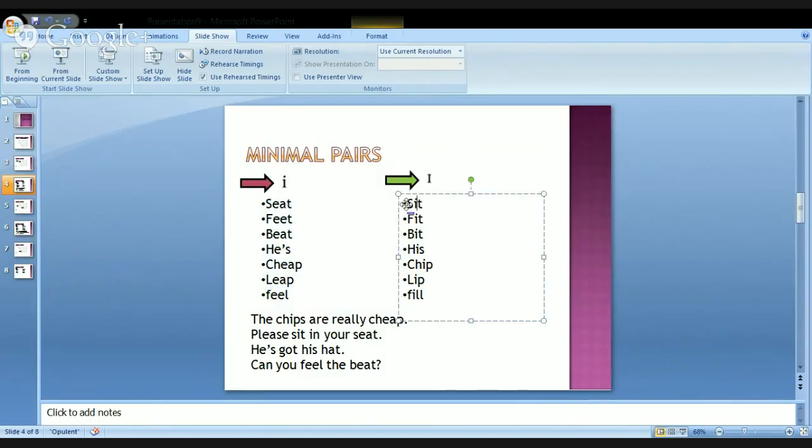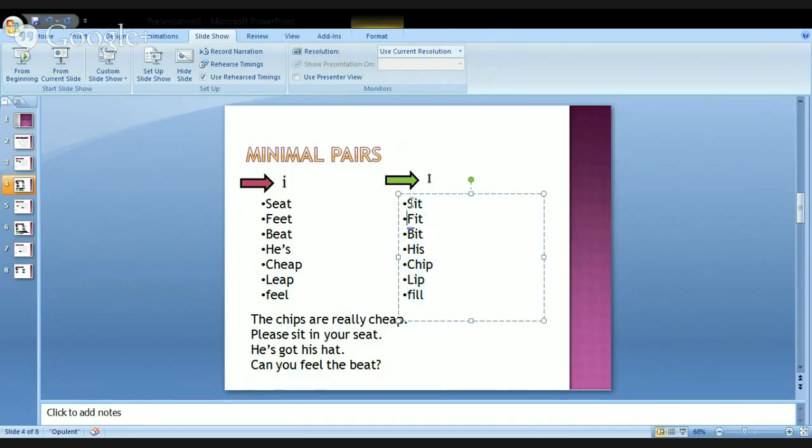This one's a little trickier because, like I said, your tongue is a little bit lower and further back. So first I want you just to listen. So this is E, and this is I. Eh. There you go. Excellent. So I just want you to listen first. So E, I. Sit, fit, bit, his, chip, lip, fill.